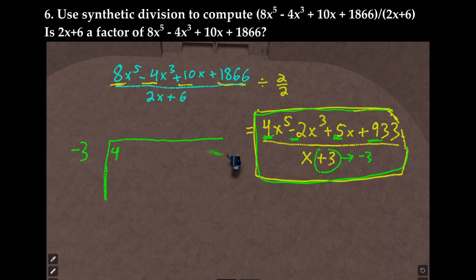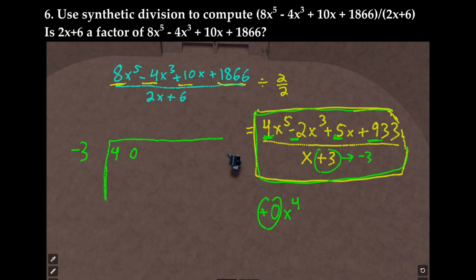Now be very careful here. You might just want to write the 2 and then the 5 and the 933. And if you do that, you're going to get the wrong answer. So what you need to realize is that notice how there's no x to the 4th power in the numerator. So therefore it's like a hidden plus 0 to the x to the 4th power. So this hidden 0 is something you must include.